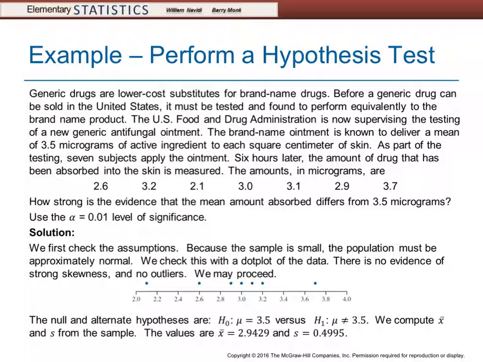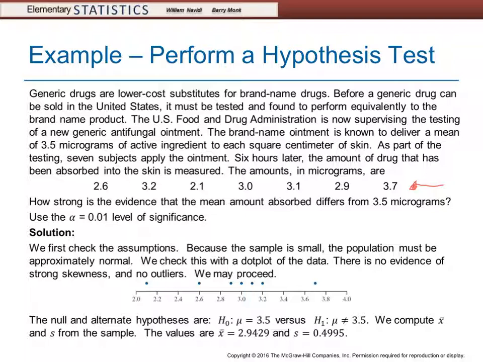The brand name ointment is known to deliver a mean of 3.5 micrograms of active ingredient to each square centimeter of skin. As a part of the testing, 7 subjects apply the ointment. 6 hours later, the amount of drug that has been absorbed into the skin is measured. The amounts in micrograms are the following data set. How strong is the evidence that the mean amount absorbed differs from 3.5 micrograms? We use the significance level 0.01.